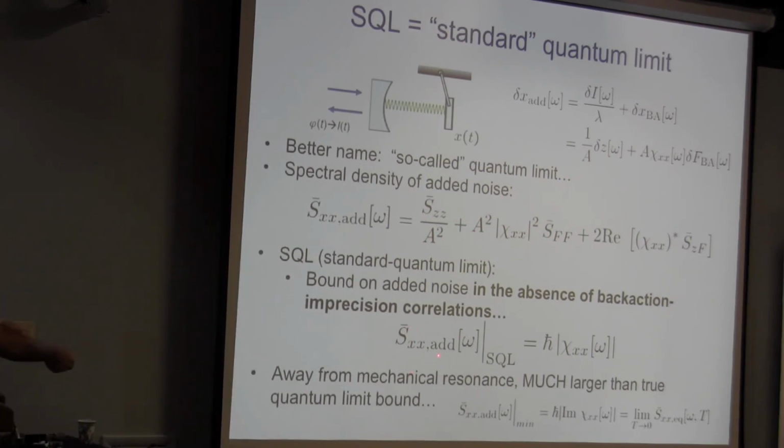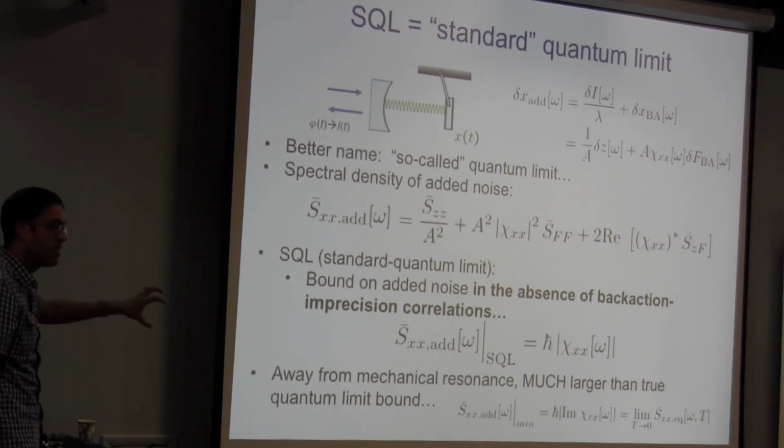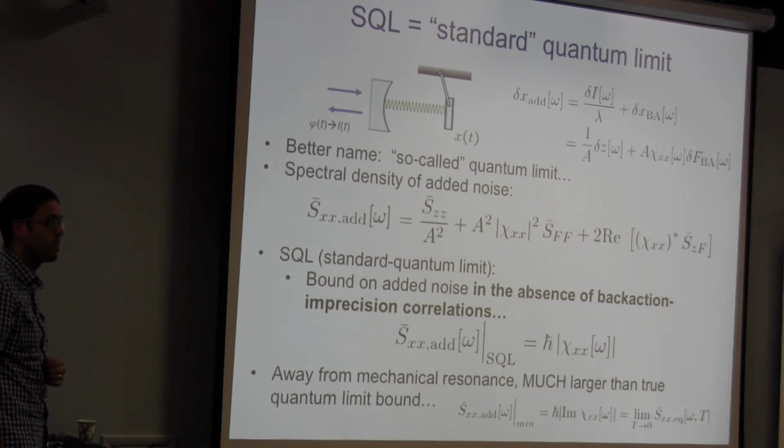The bound you get on the minimum added noise looks like what we talked about before. Hey, look, there's an H bar, that's good. But it involves the magnitude of this susceptibility. So what's the actual quantum limit? The imaginary part of the susceptibility. On resonance, those two things are not different at all, because on resonance, that force noise susceptibility is perfectly imaginary. Away from resonance, there's a huge difference between those two things.